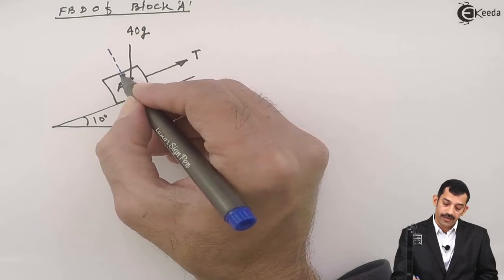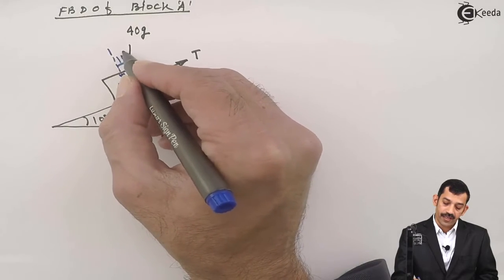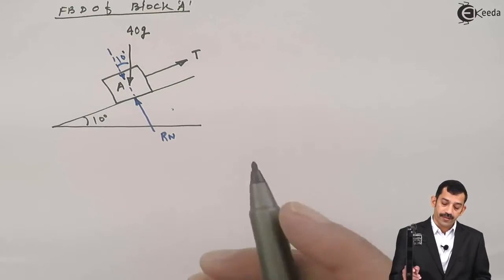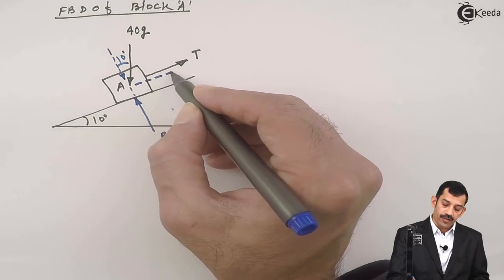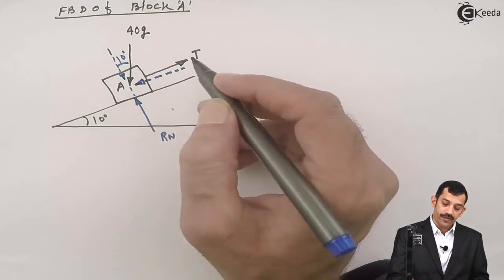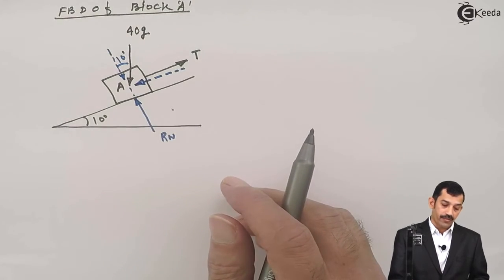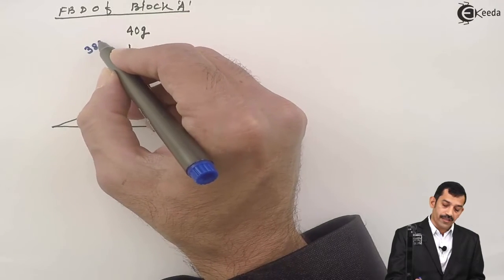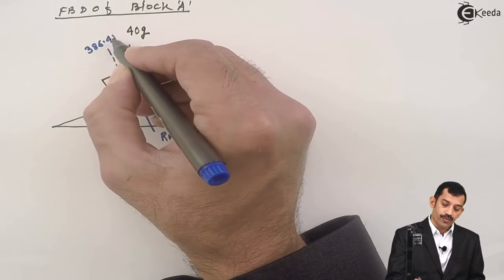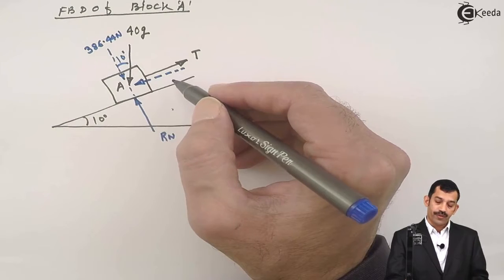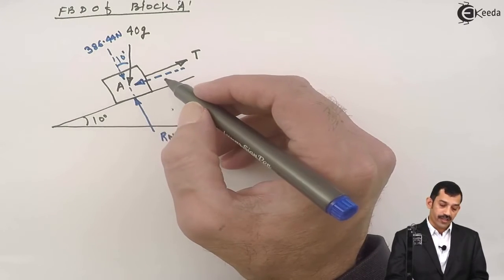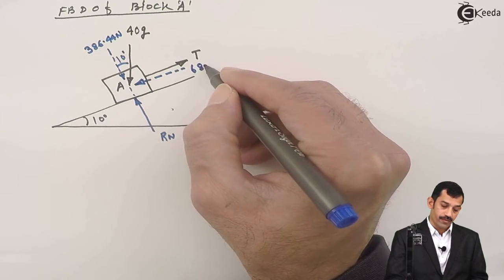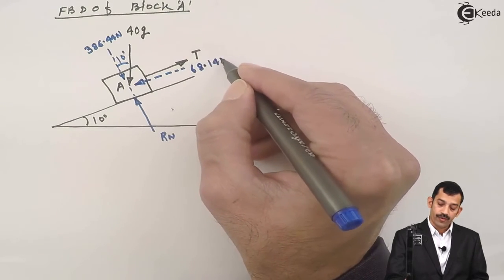If we resolve this weight, we get this angle as 10. That means the component perpendicular to the plane becomes 40 g cos 10, and the other component is along the plane in the downward direction. This will be 40 into g into sin 10. If we calculate this value, this force comes out to be 386.44 Newton, and this is 40 into 9.81 into the sine component. That means this force component of the weight comes out to be 68.14 Newton.